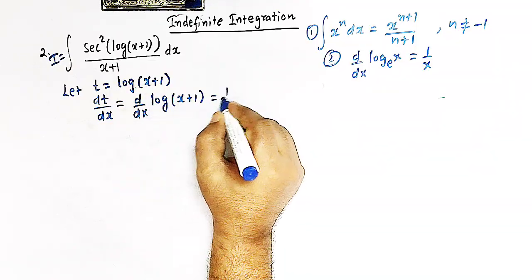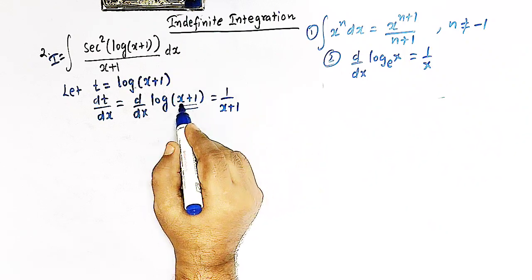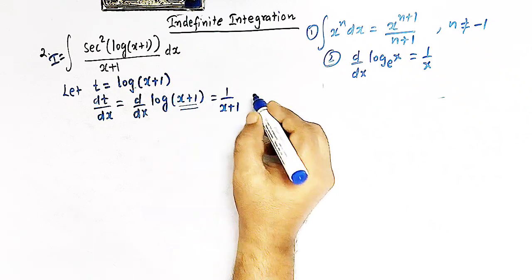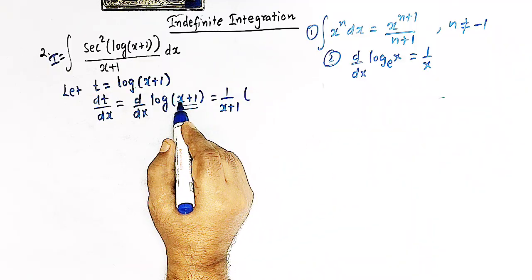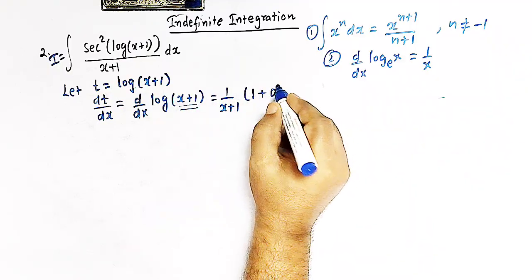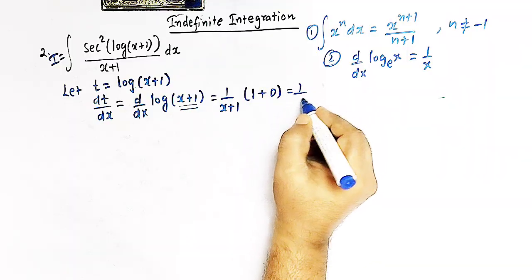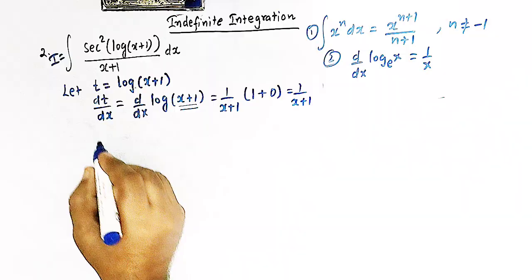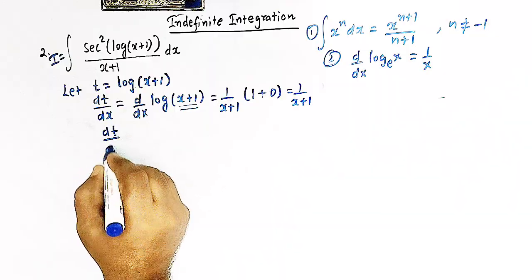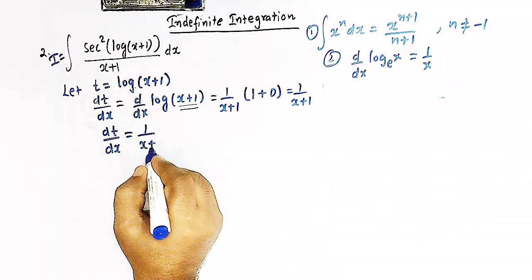is 1 over x plus 1, and then by chain rule, if we differentiate x plus 1, then the derivative of x is 1 and the derivative of 1 is 0. So this is 1 plus 0 is 1, so this is simply 1 over x plus 1. So we have dt over dx is equal to 1 over x plus 1.